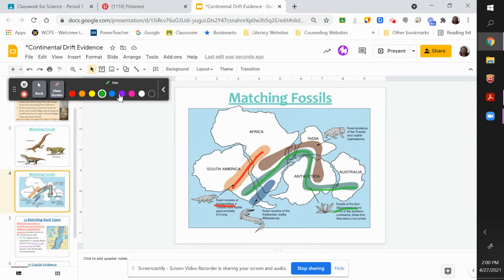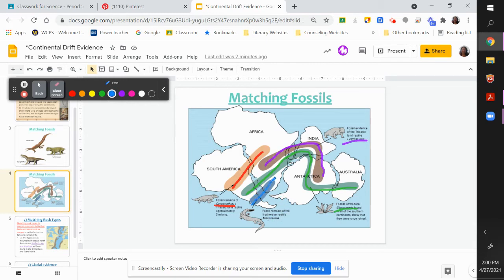Let's switch colors one more time. Let's go with maybe a purple. Actually, 2 more times, but we'll start here. The Lystrosaurus. So the Lystrosaurus exists in Antarctica, in India, and Africa, in these 3 different continents. So the theory is that they existed there, and these remains are there because they were all connected, like in this picture. And last but not least, we'll switch to our blue, the Mesosaurus.